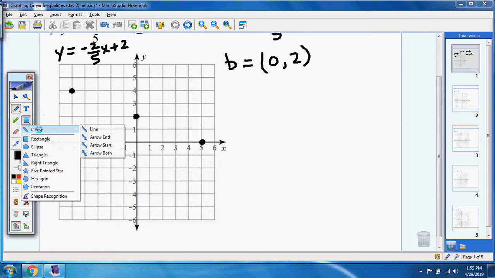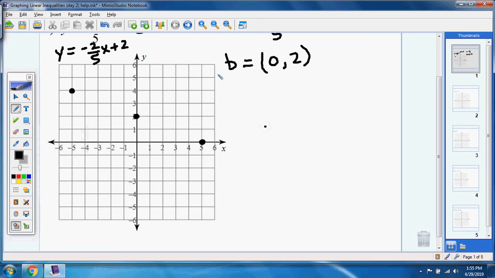Let's see if I can do... Nope. So line it up the best you can with a dashed line. And then again, we're thinking about this origin.